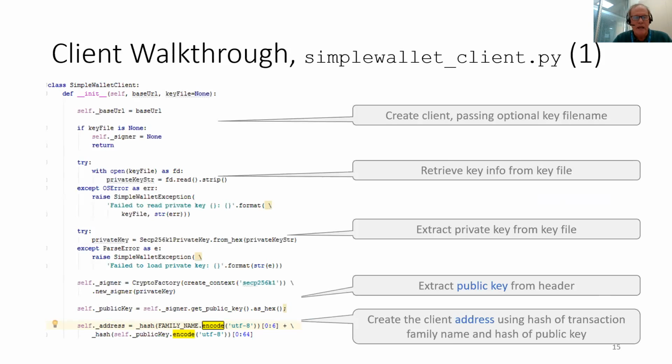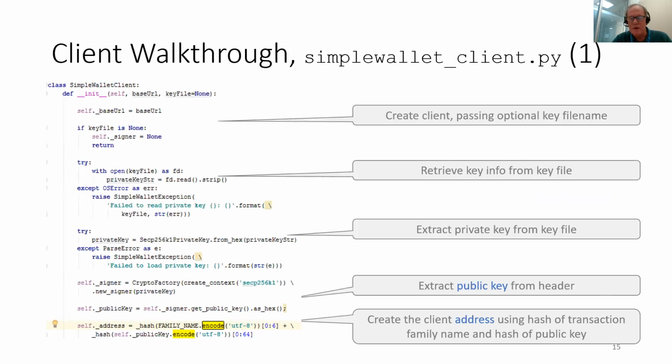We read the key file to get the private and public keys. We open the file, read it. We extract the private key from the key file, as you see here, decoding it from hex and then saving the private key. We also extract the public key, and it's kept in the header for the transaction, or saved in the header.